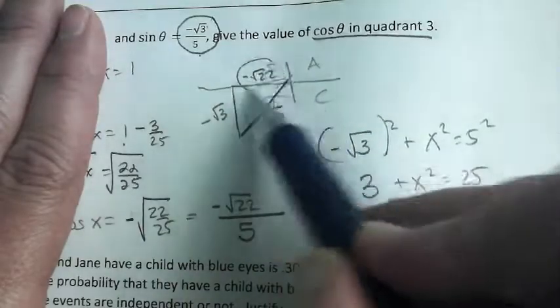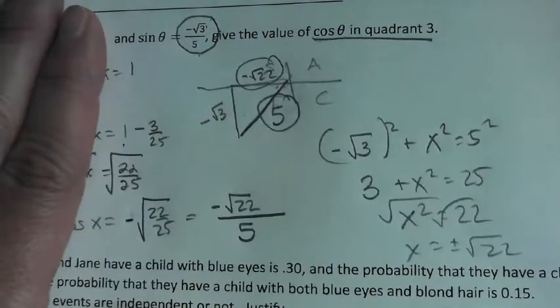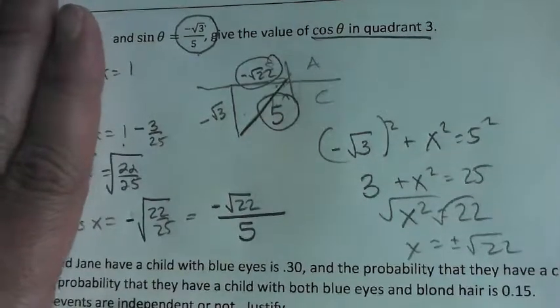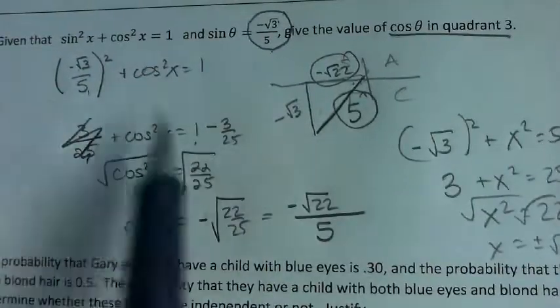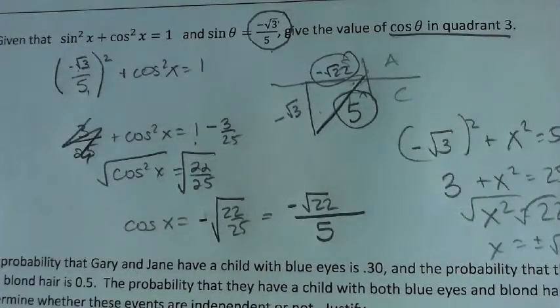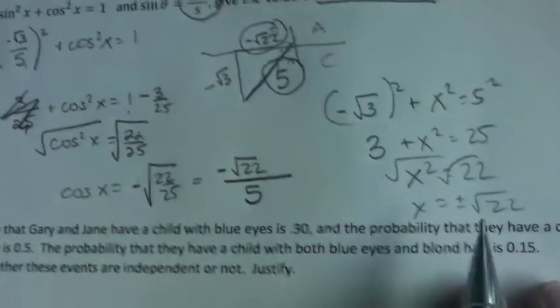Negative root 22. So the cosine is adjacent over hypotenuse. Yes? Okay? That would be my go-to method just because I know we're better at that than we are at squaring fractions and squaring radicals and so on. But that is the answer.